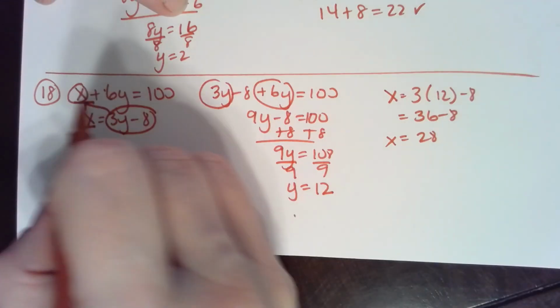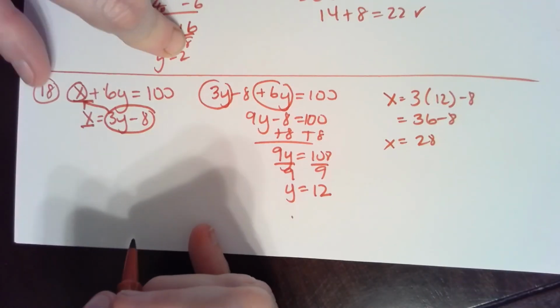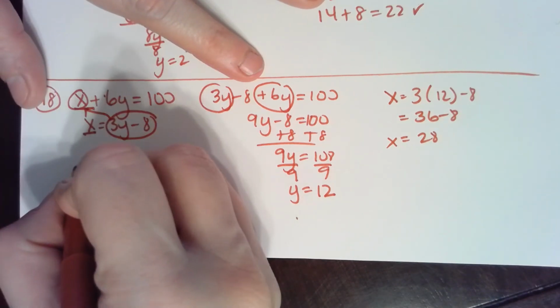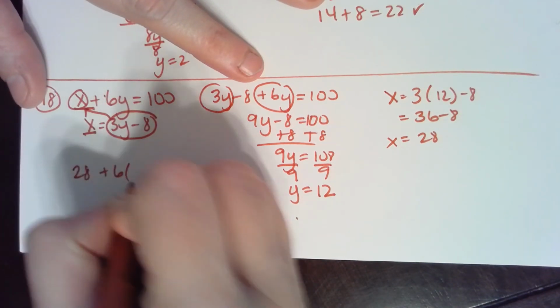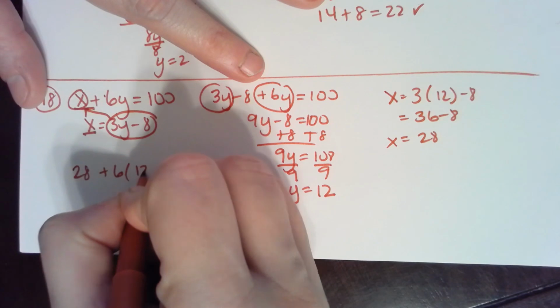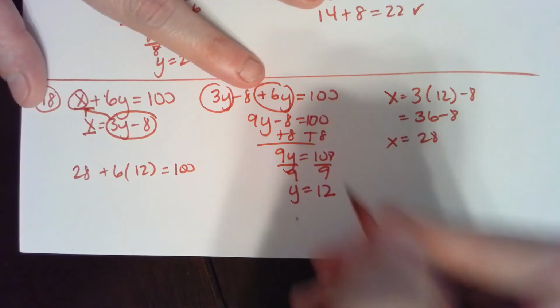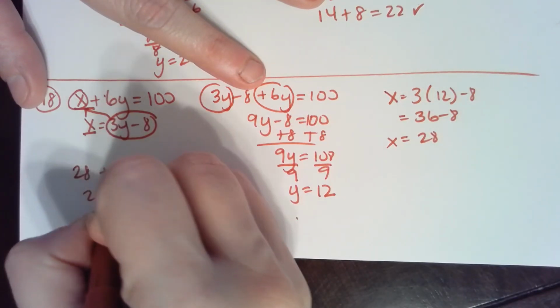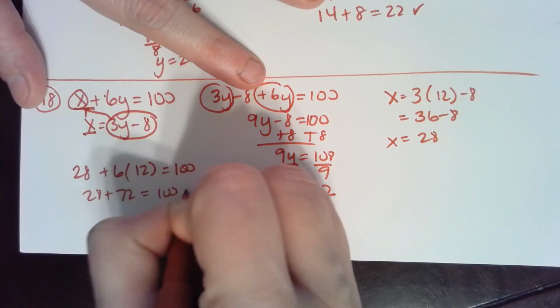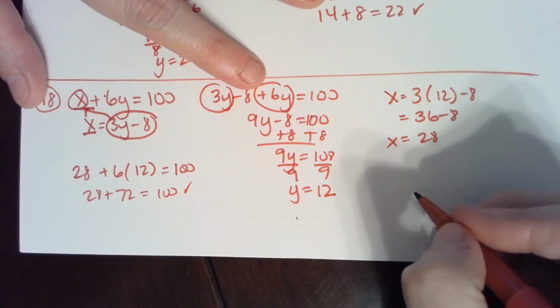So now I'm going to plug them back into this original equation and see if I get a true statement. 28 plus 6 times y, which is 12, should equal 100. Well, what's 6 times 12? 6 times 12 is, I think, 72. Let's confirm. Okay. So 28 plus 72 should equal 100, which it does. So my solution is (28, 12). All right.